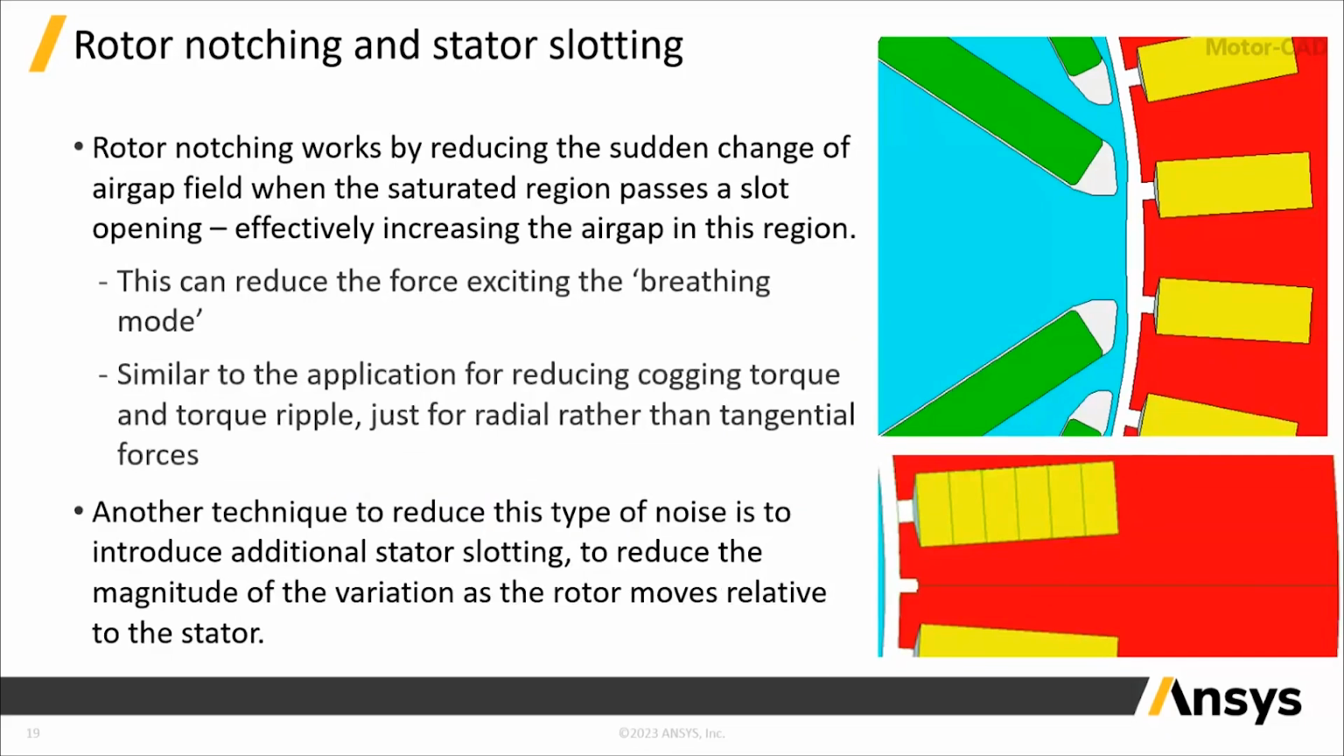So looking at other ways of reducing the noise, we can add features to the rotor or stator to reduce the variation in mean radial force as the rotor rotates. In both cases, the aim is to reduce the variation while trying to limit the effective increase in air gap size, as this will reduce the electromagnetic performance of the motor overall.